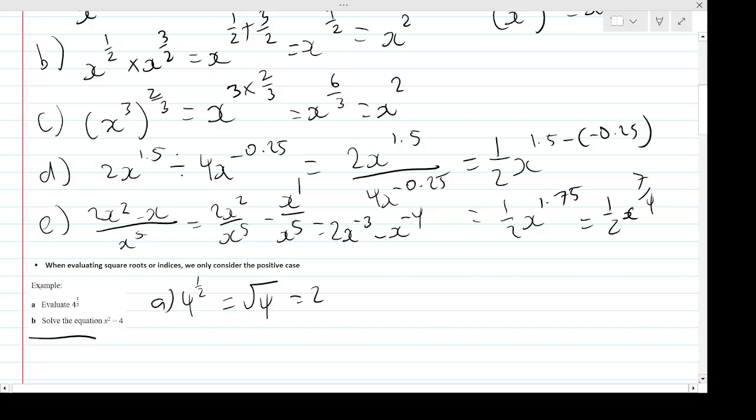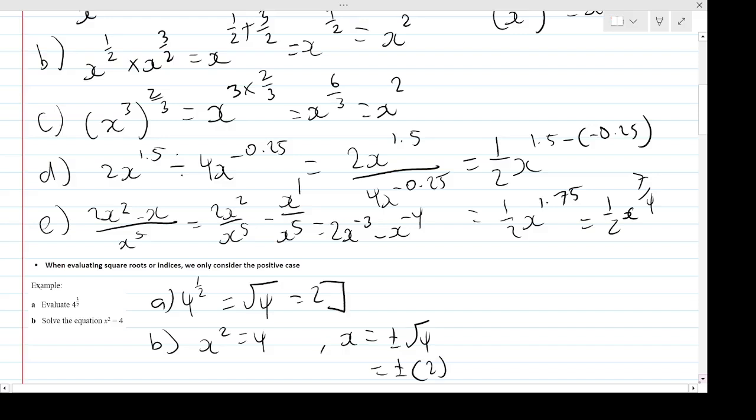Part B then says solve the equation x squared is 4. This is kind of saying the same thing, right? We want a number that is squared to give us 4. So it's the same sort of argument as part A, the same kind of scenario. Well, then you'd say x is plus or minus root 4. So now we introduce a plus or minus, to have the negative case as well. And what's root 4? Well, it's just 2.